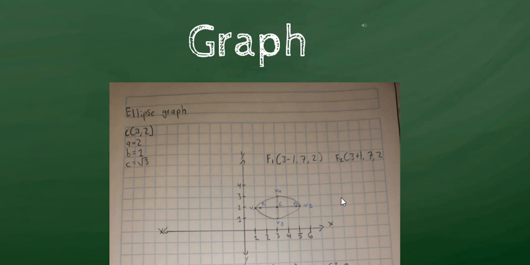Now, from the center we will count 1.7, which is what c is worth, to find the foci. Since a equals 2, then we will move 2 units sideways. Since b equals 1, then we will move 1 unit up and down.